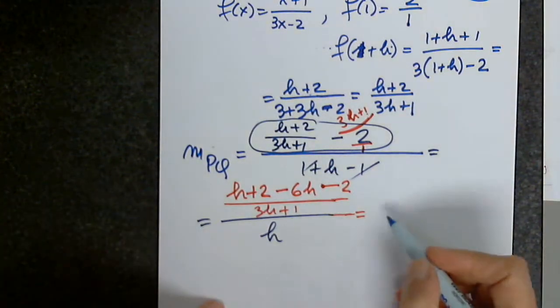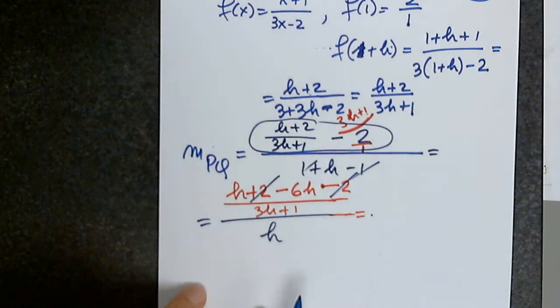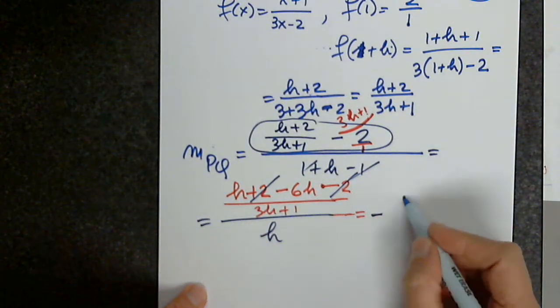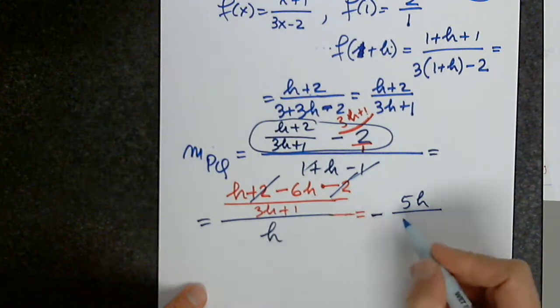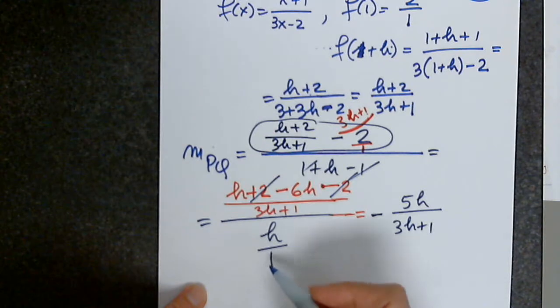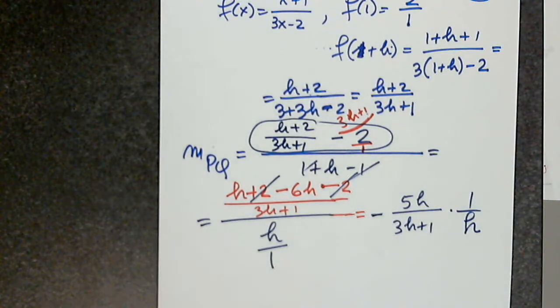Okay. So the next step would be to, of course, combine like terms at the top, and h minus 6h is negative 5h divided by 3h plus 1. The denominator is h over 1. I'm at the point in which I can flip. So I divide the top fraction, which is negative 5h over 3h plus 1, and then I flip the denominator.